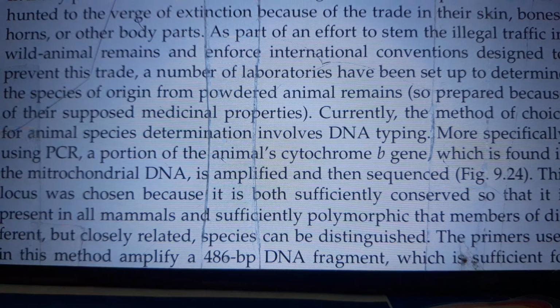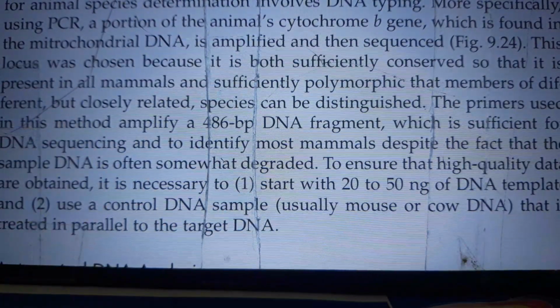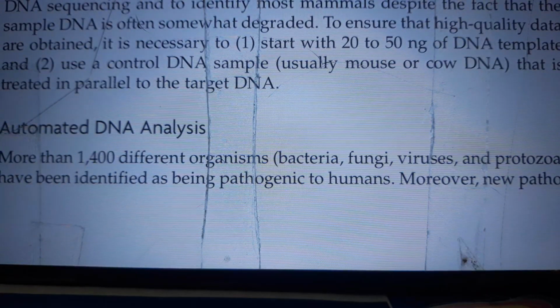Currently, the method of choice for animal species determination involves genotyping. More specifically, using PCR, a portion of the animal cytochrome B gene, which is found in the mitochondrial DNA, is amplified and then sequenced. This locus was chosen because it is both sufficiently conserved so that it is present in all mammals and sufficiently polymorphic that members of different but closely related species can be distinguished. The primers used in this method amplify a 486 bp DNA fragment, which is sufficient for DNA sequencing and to identify most mammals despite the fact that the DNA sample is often somewhat degraded.